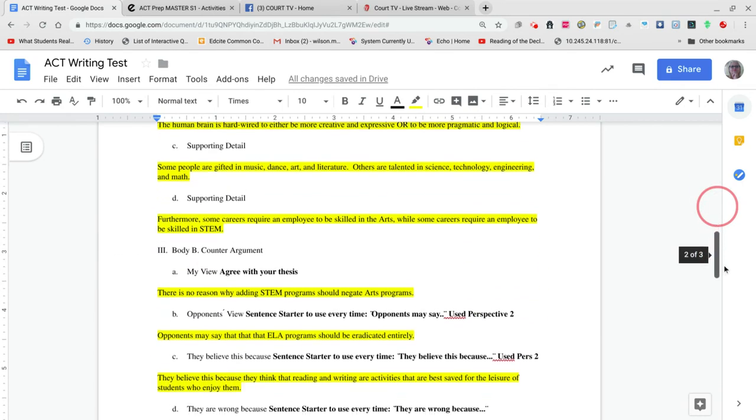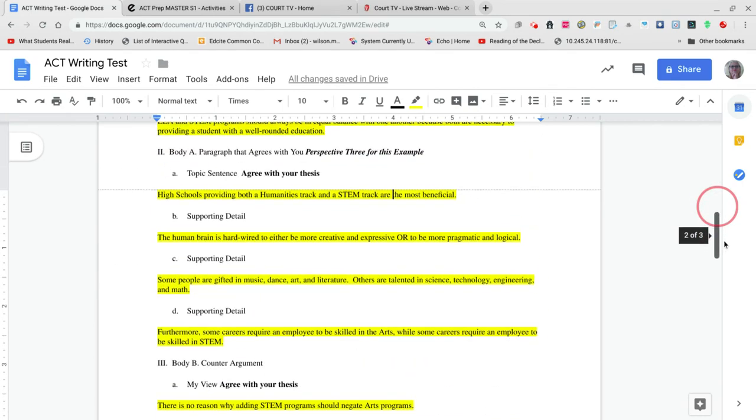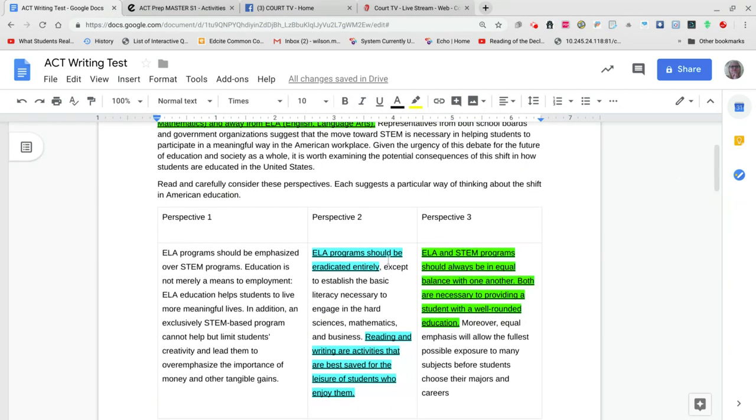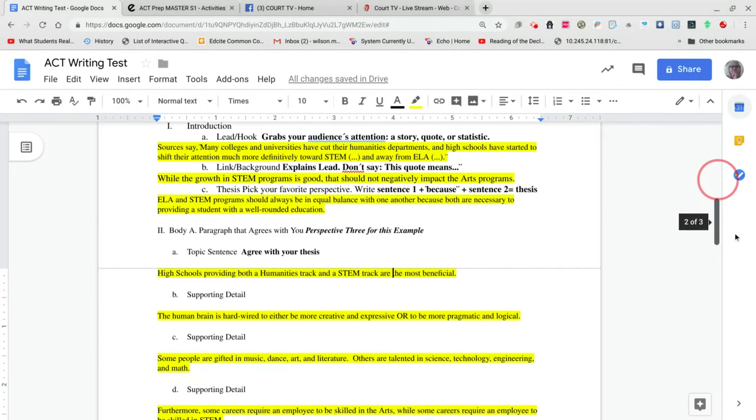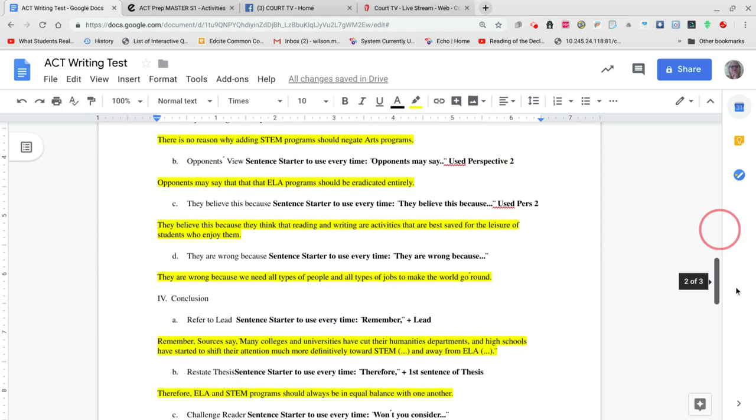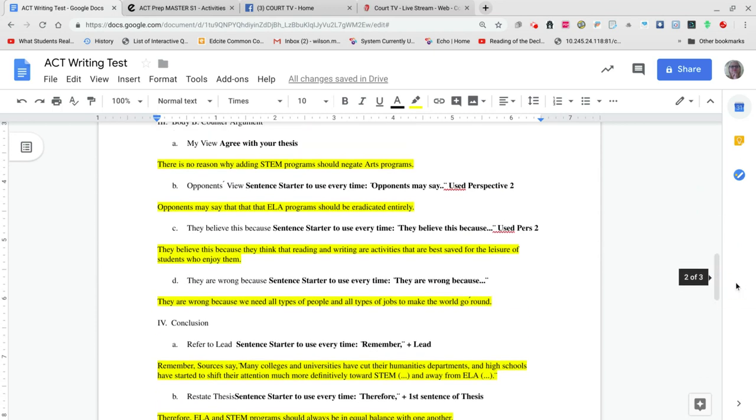and I say ELA programs should be eradicated entirely. So that comes from right here. My next sentence comes from right here. So I'm not even thinking of my own ideas, I'm pulling them from the opposite perspective. And so here it would say they believe this because they think reading and writing are activities that are best saved for the leisure of students who enjoy them. And then they are wrong because we need all types of people and all types of jobs to make the world go round.